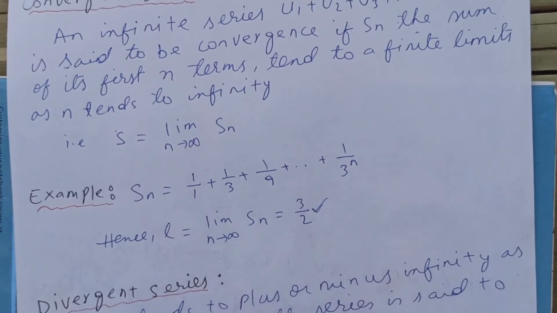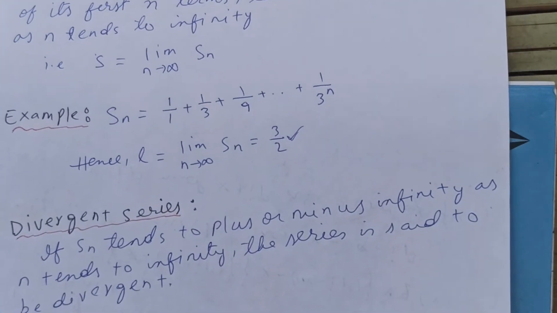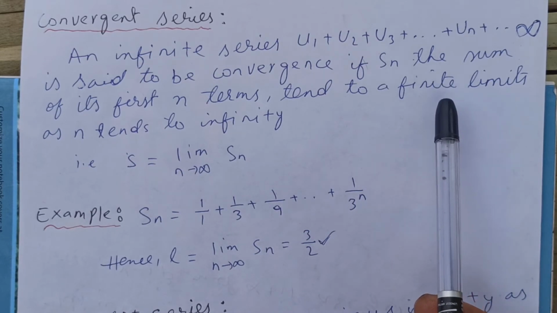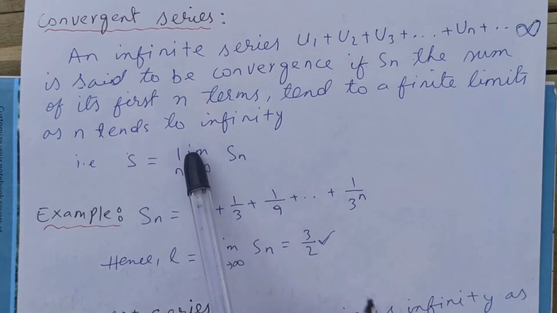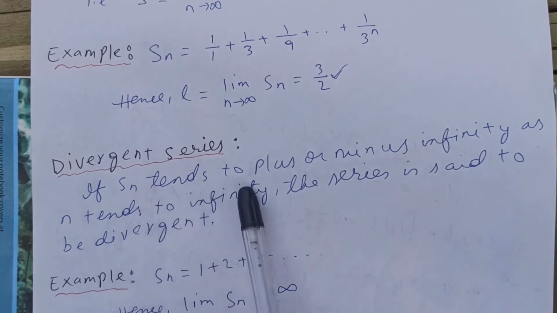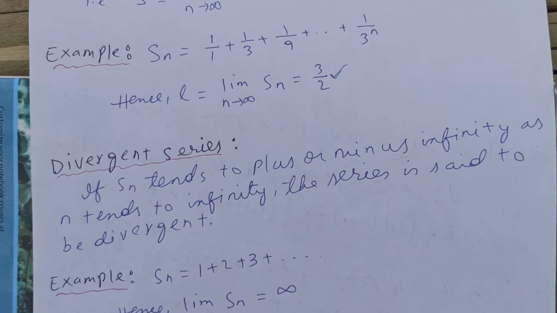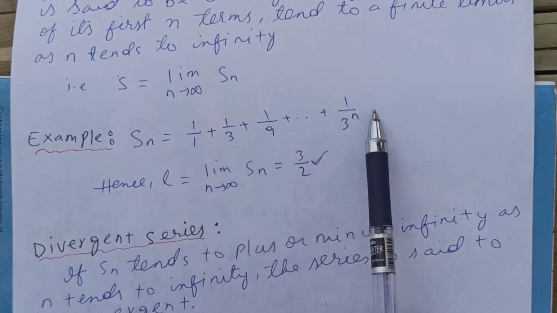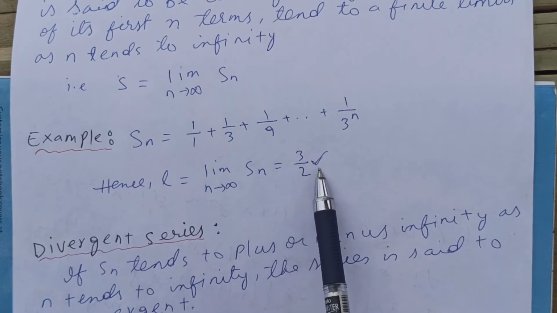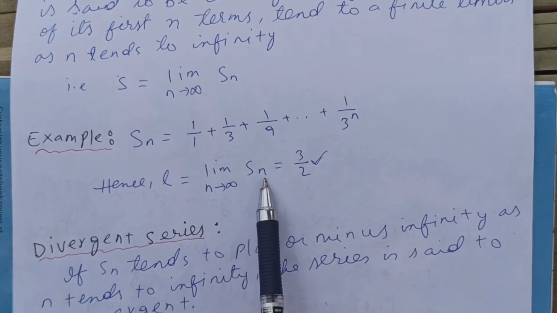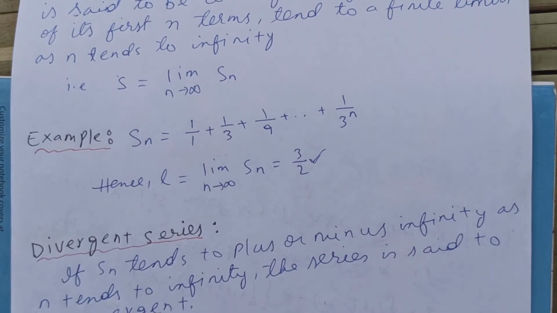Now, since we have talked about convergent series, let's discuss divergent series also. A convergent series means Sn tends to a finite limit s as n tends to infinity. This is the symbolized form. So a divergent series will be the opposite of that. If Sn tends to plus or minus infinity, then the series is said to be divergent. If n approaches infinity and the series tends to a finite limit, that is convergence. Similarly, if the series does not tend to a finite limit, then it is a divergent series.